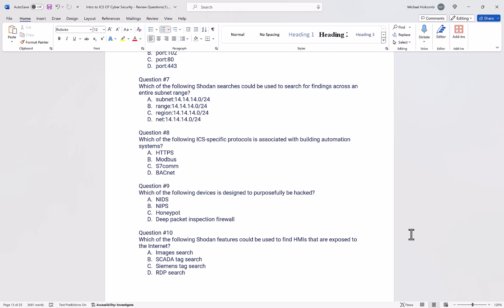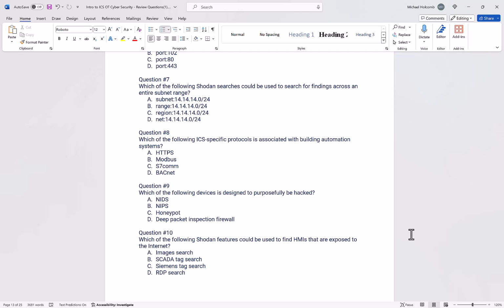Question number 8, which of the following ICS specific protocols is associated with building automation systems? I think we mentioned this earlier. That's BACnet, right? The BA, building automation. So it's kind of a giveaway if you can remember what the acronym stands for. So D, BACnet.